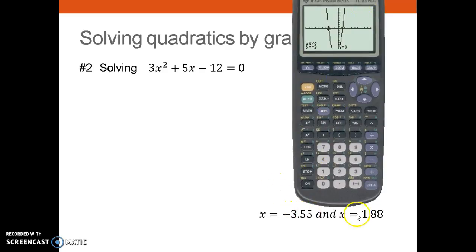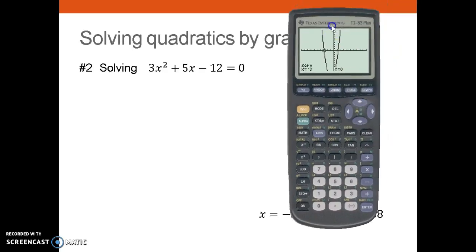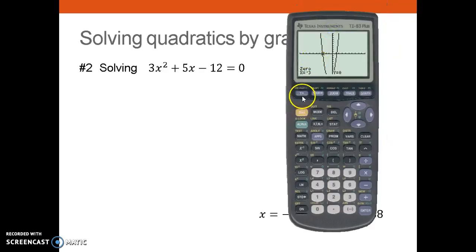So these are actually incorrect answers. For this equation right here, we are going to have 3x squared plus 5x minus 12. And the solutions that we came up with were 1.3 repeating, or 1 1/3, and then the other one was -3. So hopefully you are able to get those correct.